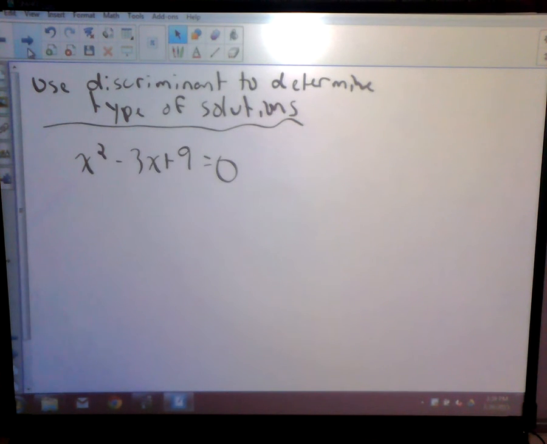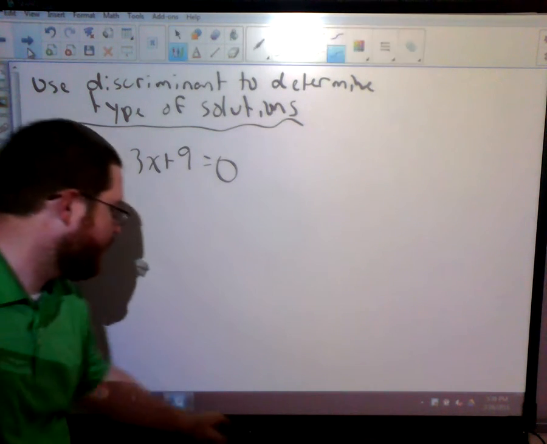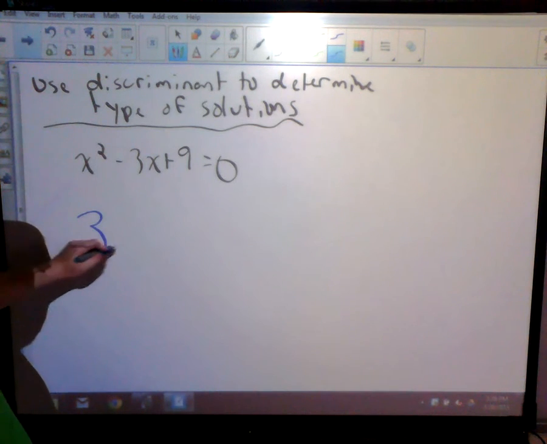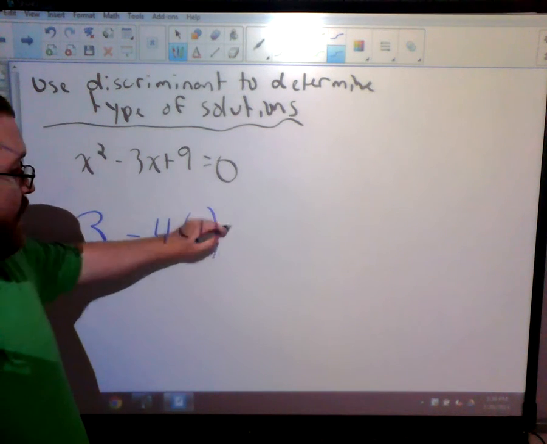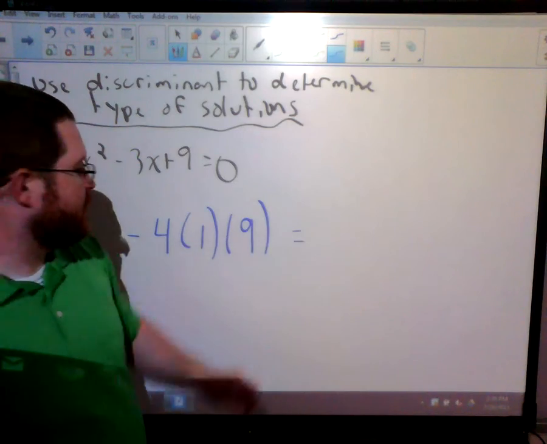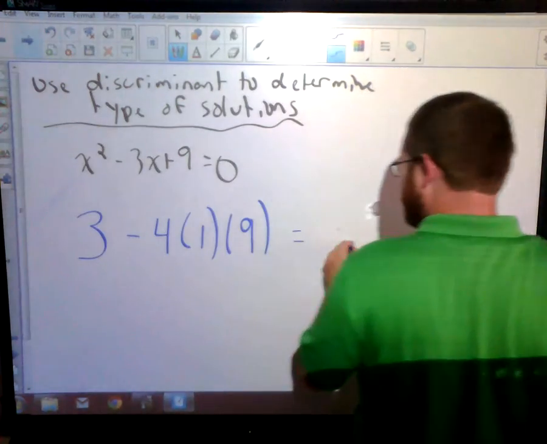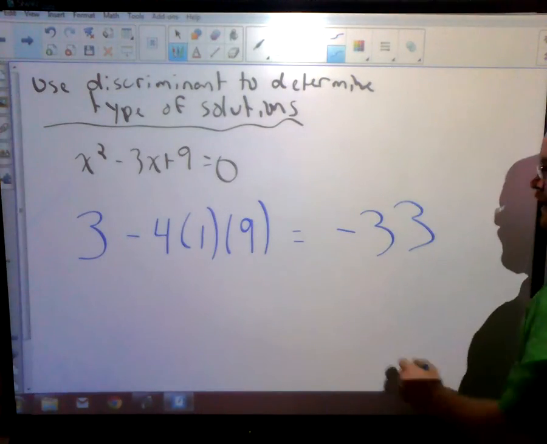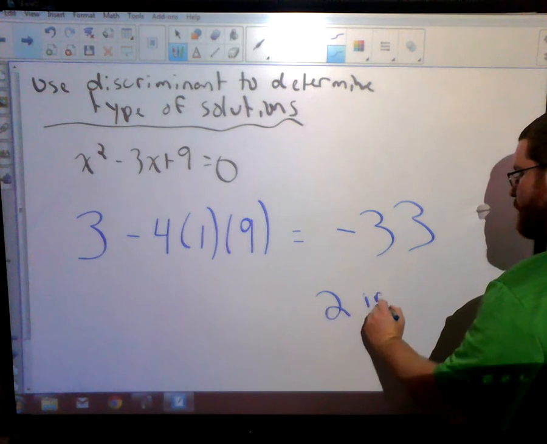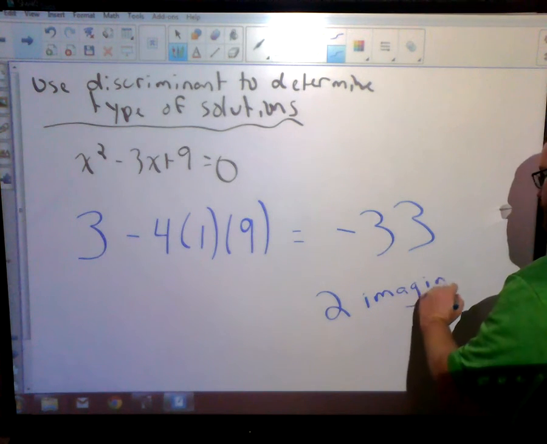Use the discriminant to determine the number of solutions. The discriminant is opposite of b, minus 4ac. So that's 3 squared minus 36, that's negative 33. That means that there are two imaginary solutions.